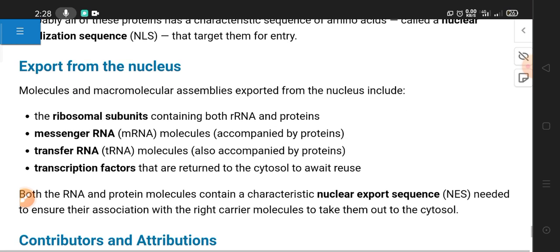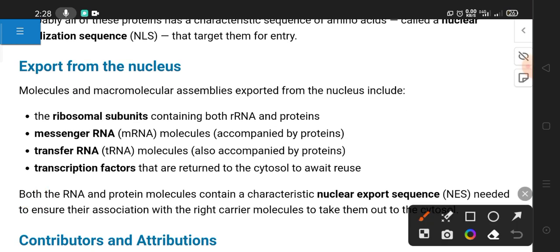Next is export from the nucleus. Molecules and macromolecular assemblies exported from the nucleus include the ribosomal subunits containing both ribosomal RNA and proteins, messenger RNA molecules accompanied by proteins, and transfer RNA molecules also accompanied by proteins. The last are transcription factors that are returned to the cytosol and await reuse.